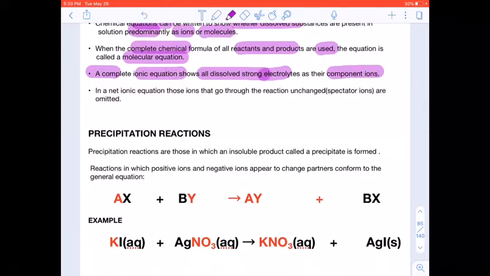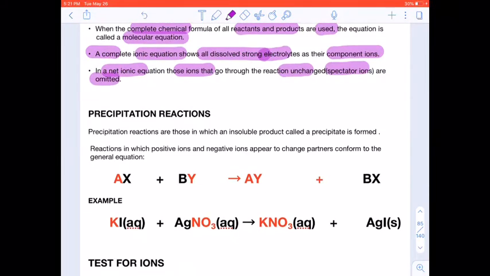Right, and then the net ionic equation, those ions that go through the reaction unchanged, we call them the spectator ions. They are omitted. Okay, so in this section, we're not going to look at the net ionic equation, but we're going to look at the ionic equation, not the net ionic equation. That will be dealt with in the next section.